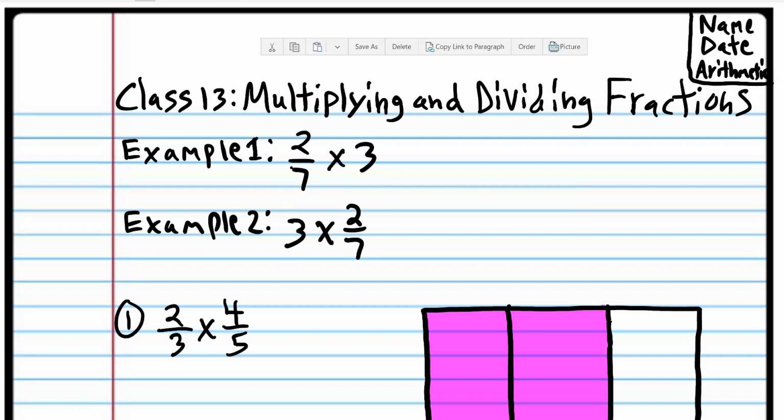And by the way, if you didn't do the homework from class 12, you're in the wrong place. Go back and do that homework. And also, if you haven't memorized your multiplication facts, go back and do that.